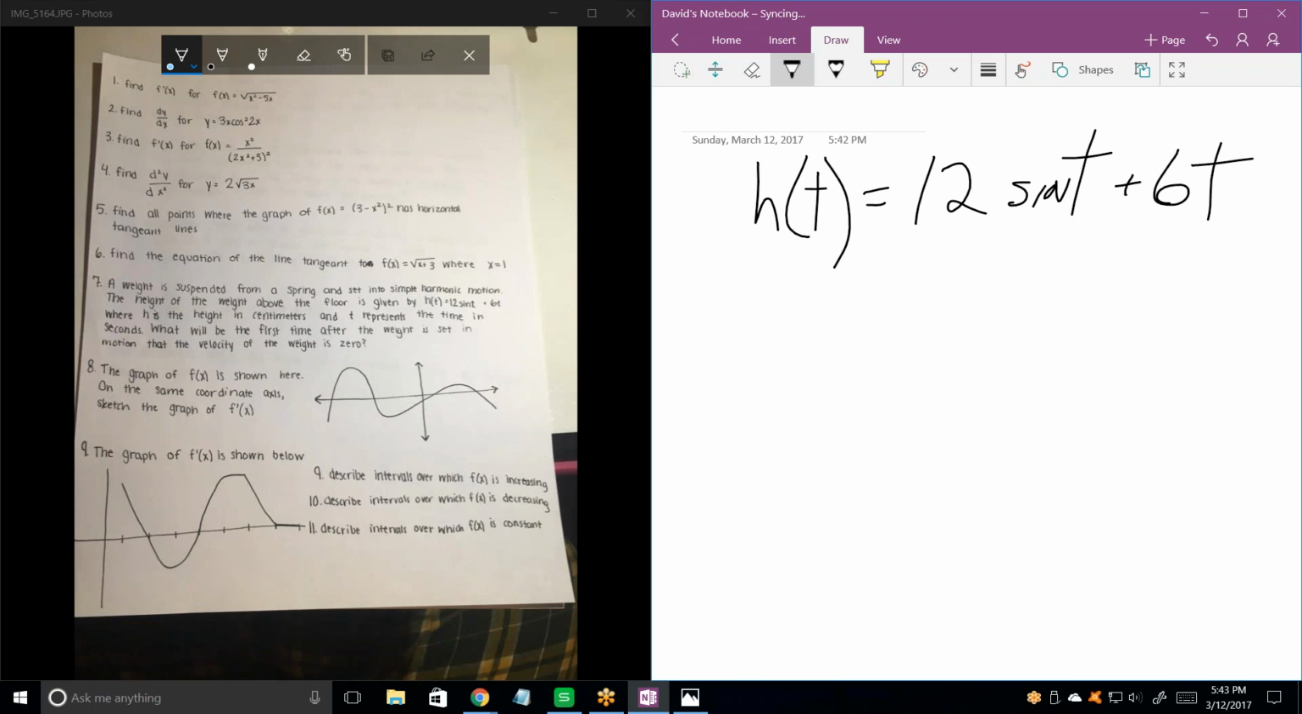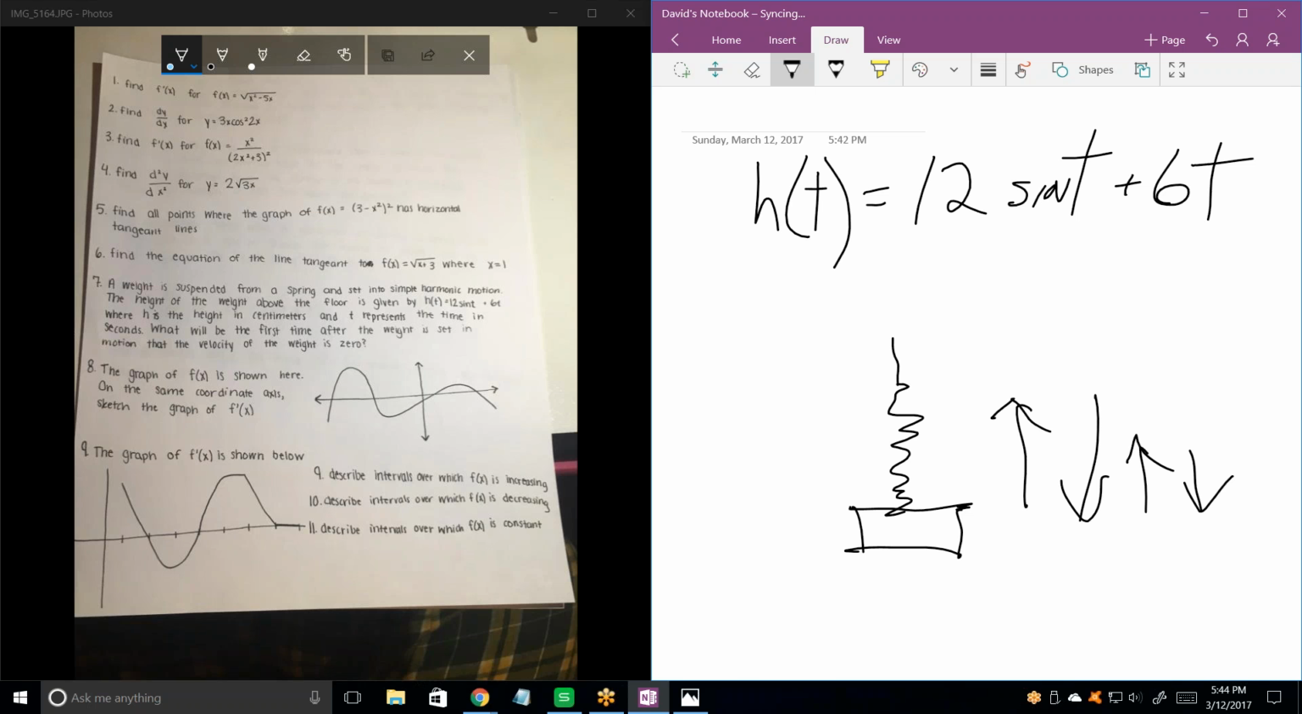Okay, so here's what we have. We have a spring with a weight on it. Somebody sets this in motion, and it initially goes up, and then it goes down, and then it bounces a little bit up, and then it bounces a little bit down. Okay? Well, the height, here's the floor down here, so the height of this weight is always determined by just plugging things in.